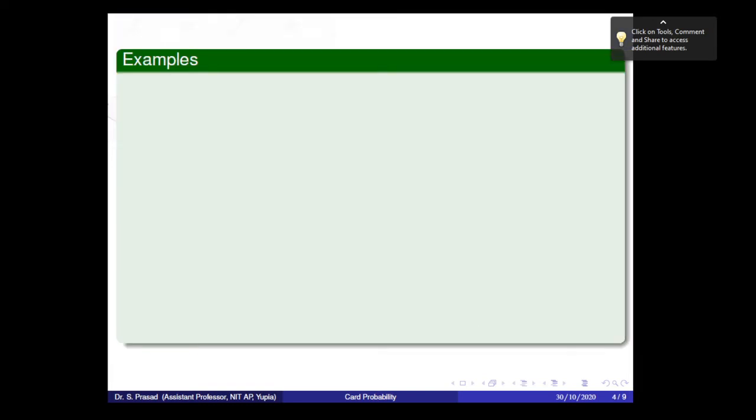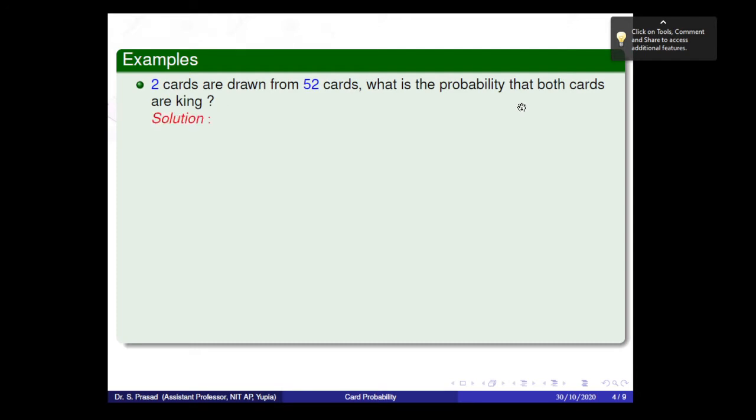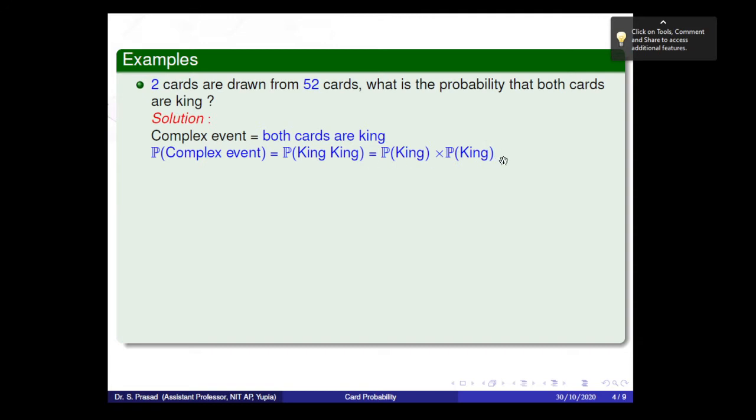And now we move to the example. Two cards are drawn from 52 cards. What is the probability that both cards are king? Now we use the concept of complex events. We want to find the probability that both cards are king, so the complex event is both cards are king. After that we find the probability of the complex event, meaning probability of king, king, since only two cards are drawn. We write the probability of king into probability of king into arrangement of king, king.